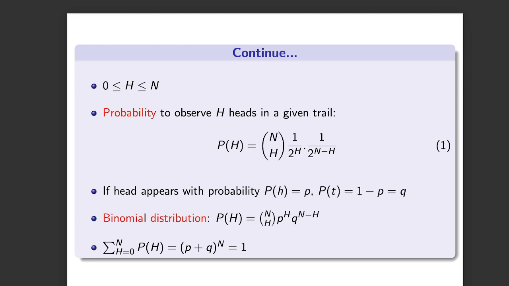In general, if the coin is not fair and the head occurs with probability p, small p, the corresponding complementary probability is q, 1 minus p, then it is given by the binomial distribution function, and it is easy to check that the expression is well normalized. If you sum over all possible h running from 0 to n, you will get 1.